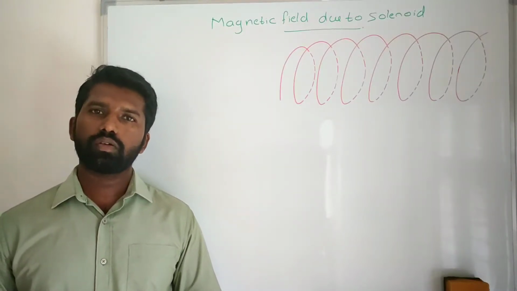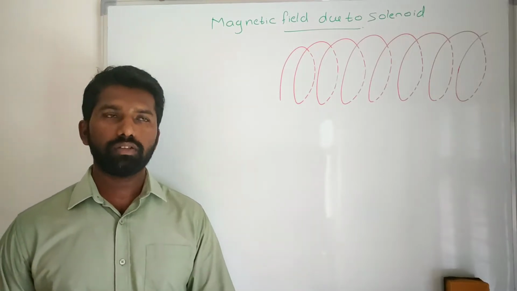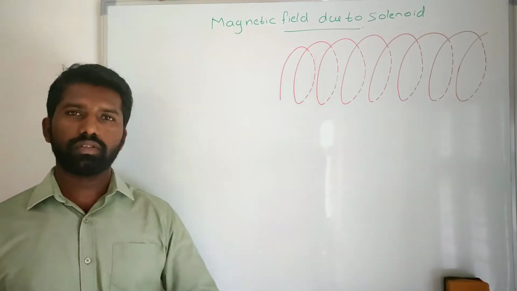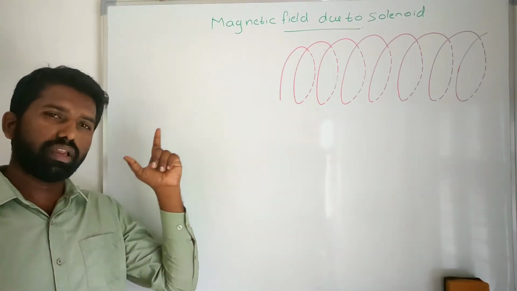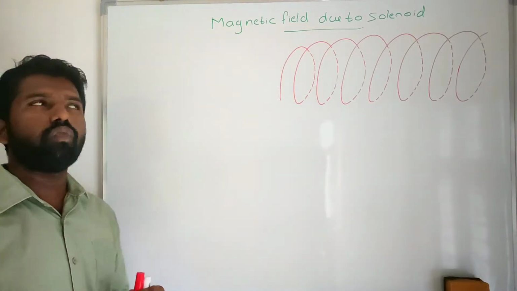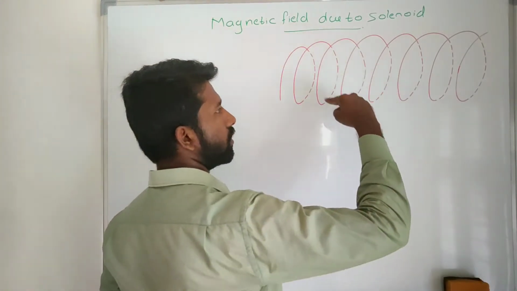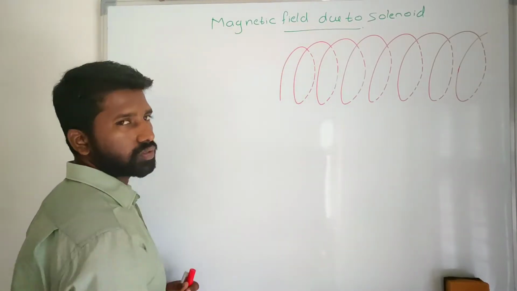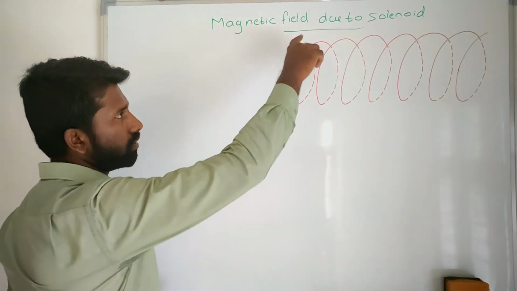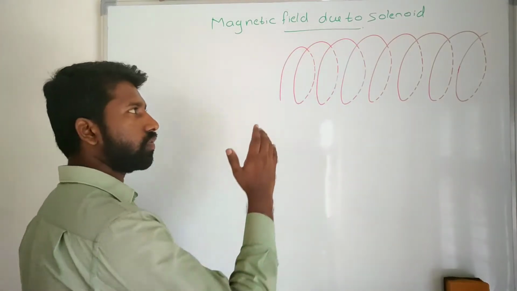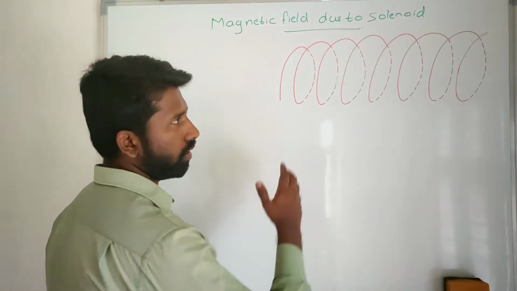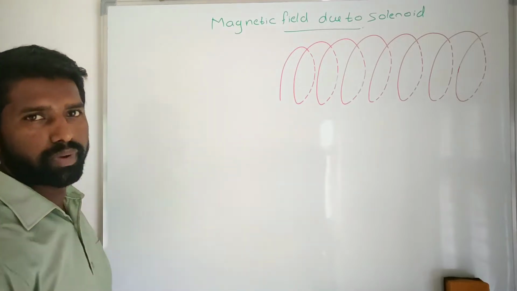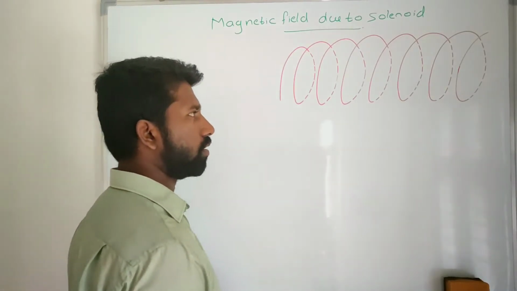In this video, I am going to discuss the magnetic field due to a solenoid. What is a solenoid? A solenoid is a long insulated wire wound in the form of a helix where the neighboring turns are closely spaced. This is the solenoid. The wire has to be insulated. Clear? If you connect this solenoid to an external battery, a current will flow.